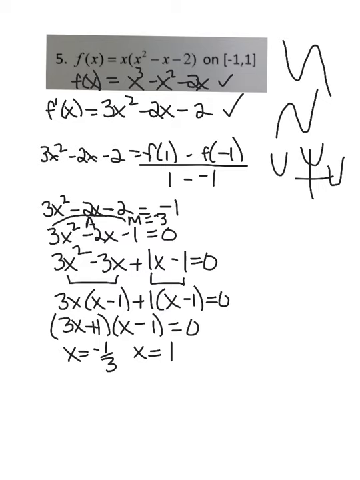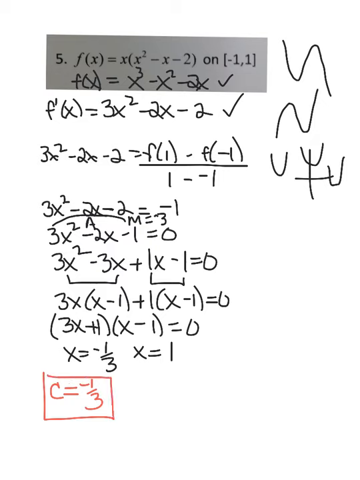Now we just need to check both of these answers and see if they are within this interval. Now, x equals negative 1/3 is within that interval, okay? So we can then safely assume that one of our c values is going to be negative 1/3.